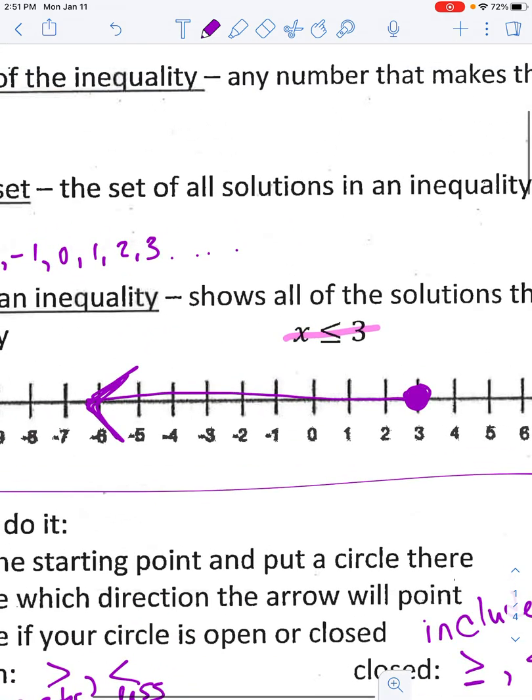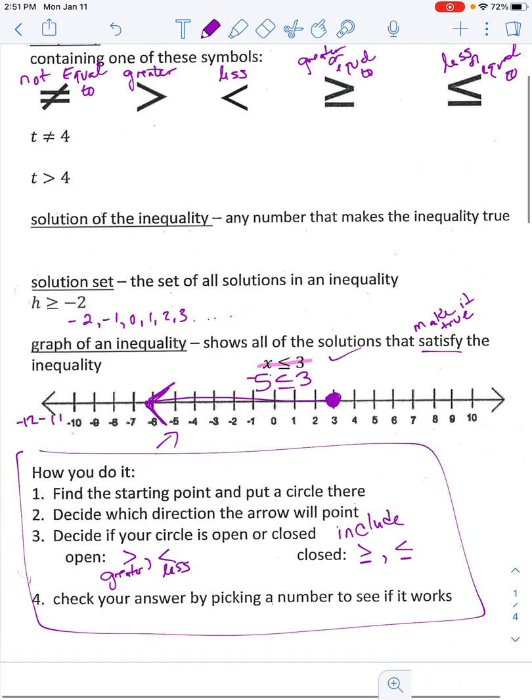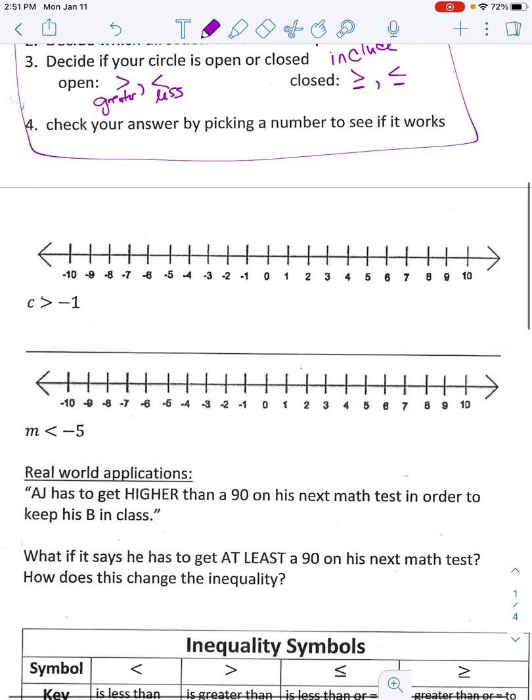Check your answer by picking a number to see if it works. So if I put -5 in for x, is -5 less than or equal to +3? Yes, it is, so it makes sense. So I know that I've chosen the correct way to put my arrow, and any of those numbers on the number line going this way, we can throw in for x and it would make sense. They're all less than or equal to positive 3. Okay.